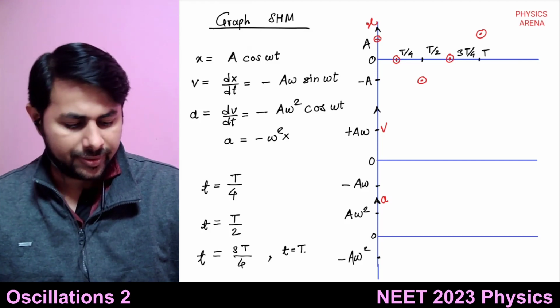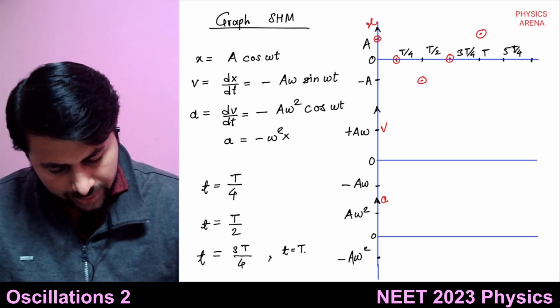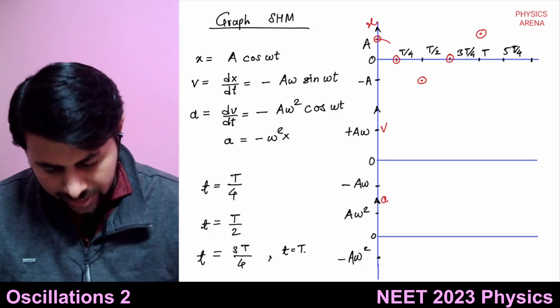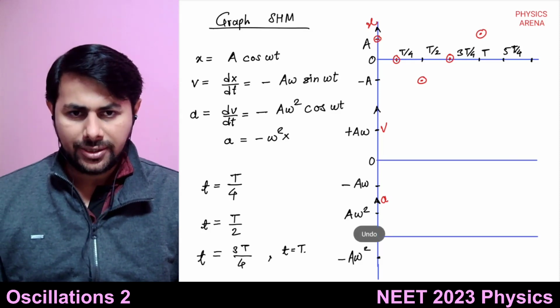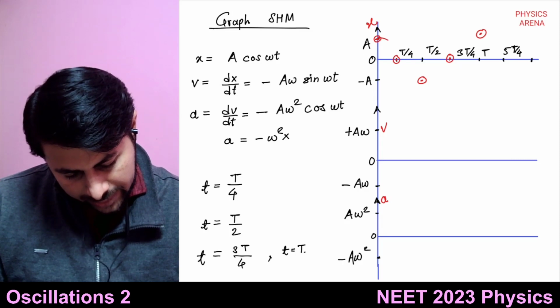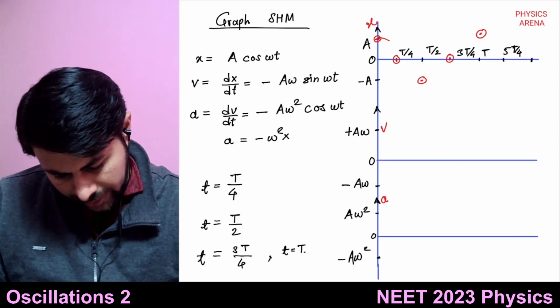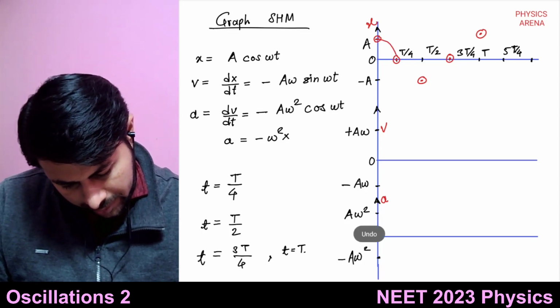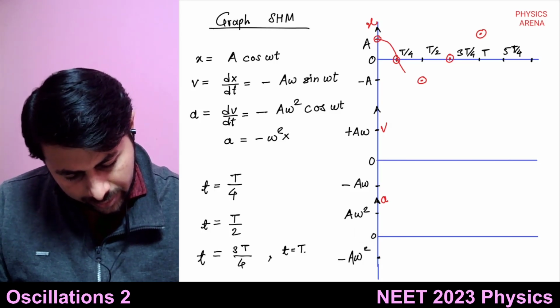This is for one period. If you join this graph, it will look like this. Now we have taken very few points, but the graph will look like this. The cosine curve looks like this.